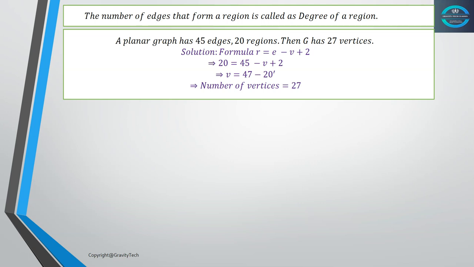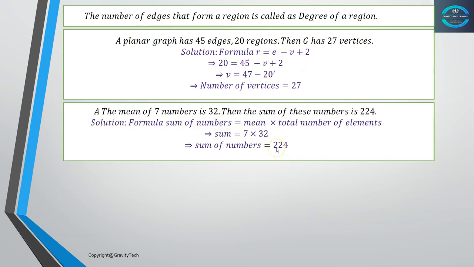Let's see. The formula is this: number of regions is equal to number of edges minus vertices plus 2. So, number of regions are here 20, number of edges are given as 45, V is number of vertices we need to find out, plus 2. Okay, so 45 plus 2, 47. So V is equal to what? 47 minus 20 will give you what? 27. So this is a main formula. R is equal to E minus V plus 2 will give you the required number.